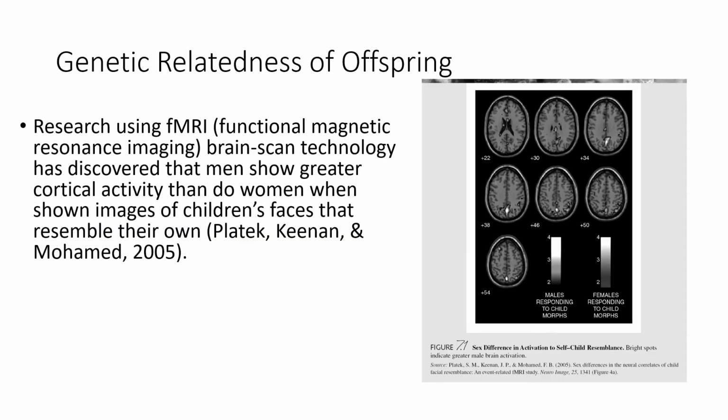There's even a biological effect here. So, genetic relatedness to offspring. When researchers used fMRI brain scans, they discovered that men show greater cortical activity than do women when shown images of children's faces that resemble their own. What they did for this study is kind of weird. They took pictures of the parents, the mothers and the fathers. But these are people who hadn't had kids themselves. They took pictures of men and women, the participants.